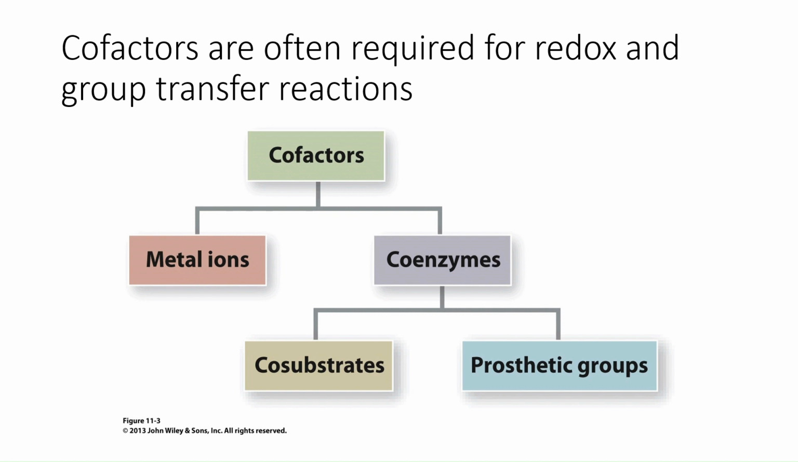And so there are 2 main classes of cofactors. The first is metal ions, which we'll talk about later in these slides. And then everything that's not a metal ion can be called a coenzyme. And coenzymes themselves can be separated into 2 categories. Prosthetic groups. And prosthetic groups are always attached to an enzyme, and those are different from co-substrates. Co-substrates enter and exit the enzyme for each reaction along with the substrates of the reaction, hence the term co-substrate.